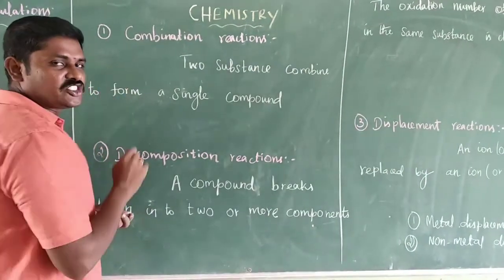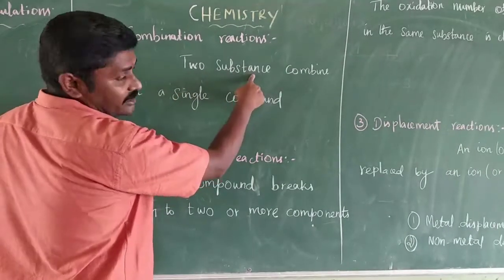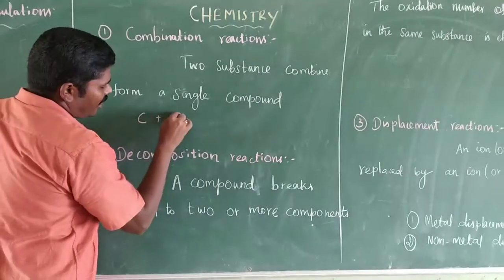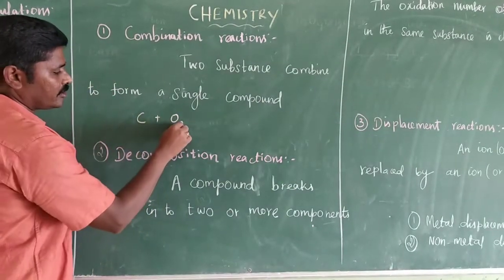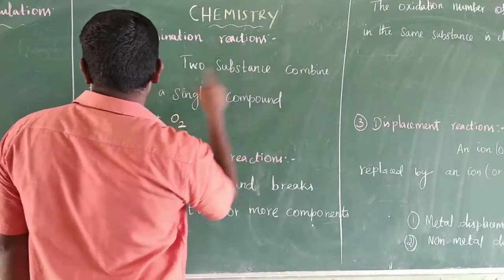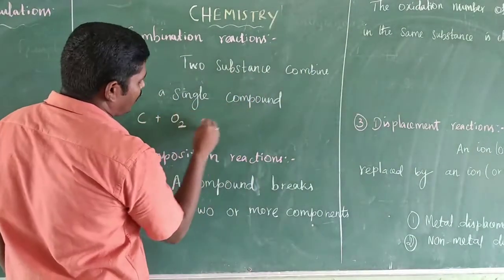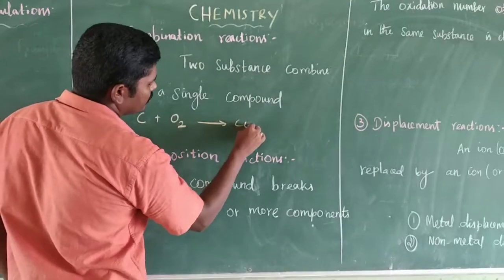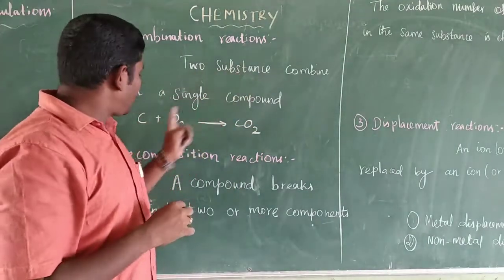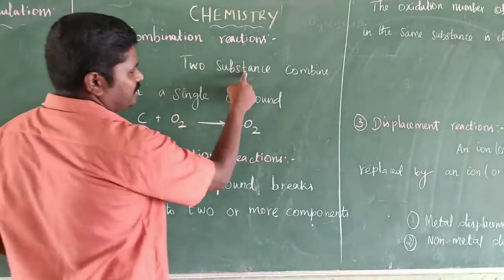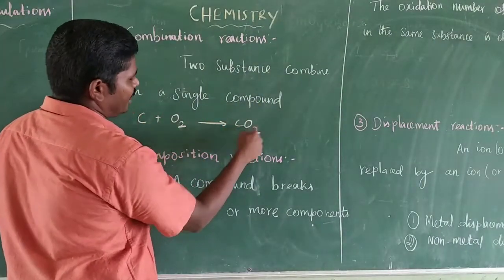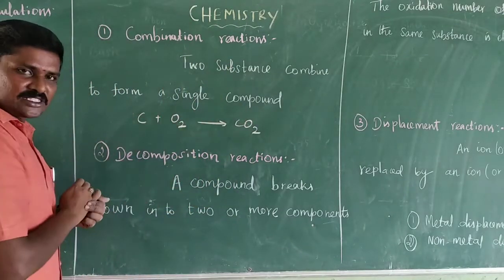The redox reaction in which two substances, carbon and oxygen, combine to form a single compound is called combination reaction.